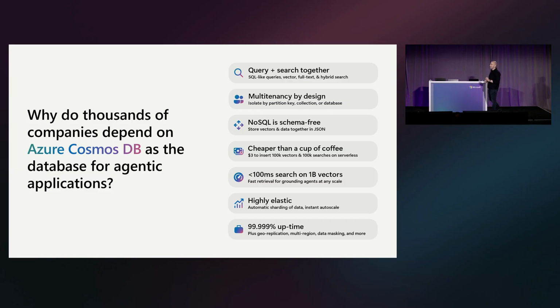Of course, it's highly elastic, as we automatically partition and shard your data for you, and also have instant and dynamic autoscale. So as your data size grows, we partition your data. As your throughput needs grow and shrink dynamically with your demand, Cosmos DB accommodates that as well. And finally, Cosmos DB is enterprise ready, offering up to five nines of availability, plus features like geo-replication, multi-region reads and writes, dynamic data masking, and more to support your application securely and robustly, no matter where your end users are.